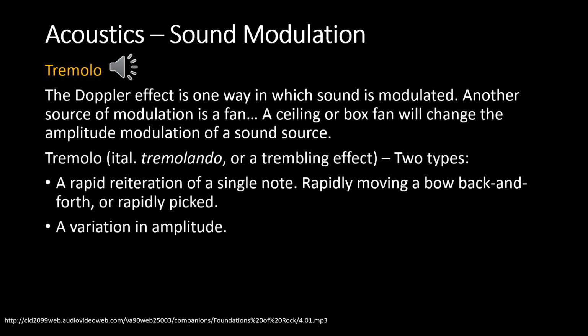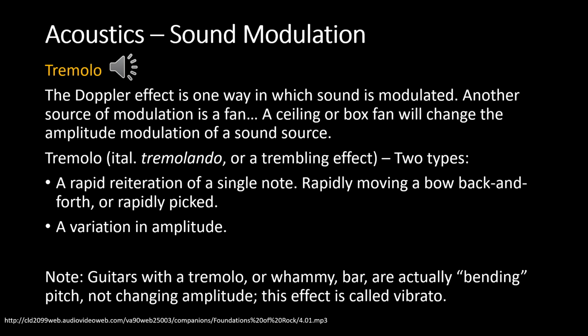And the tremolo, the word is Italian, and there are two types. One is a rapid reiteration of a single note, for example, a bow moving back and forth or a string being rapidly picked on a stringed instrument. And the other one is a variation in amplitude. Note, guitars with tremolo or whammy bars are actually bending the pitch. Even though it's called a tremolo bar, it is not tremolo. It's actually vibrato, and we'll see that in the next slide.